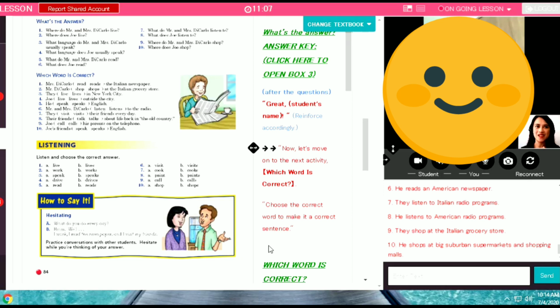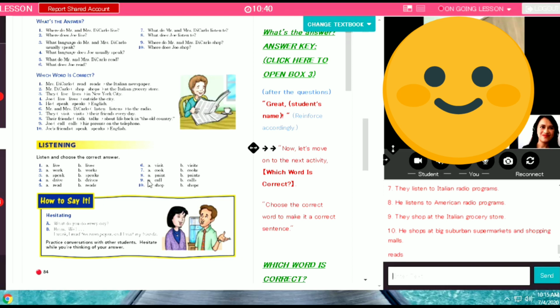Which word is correct? So you are going to identify what is the correct word to complete the sentence, okay? Let's try the number one. Can you read it? Mr. and Mrs. DiCarlo read the Italian newspaper. Very good. Good job. Number two. Mr. DiCarlo shops at the Italian grocery store. Yes, very good. Next, number three.